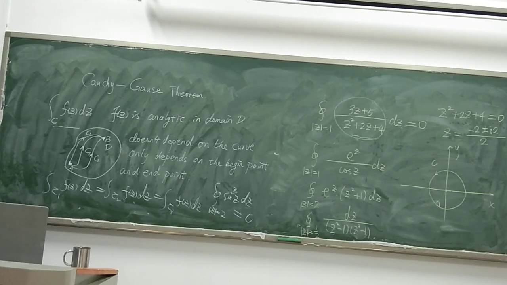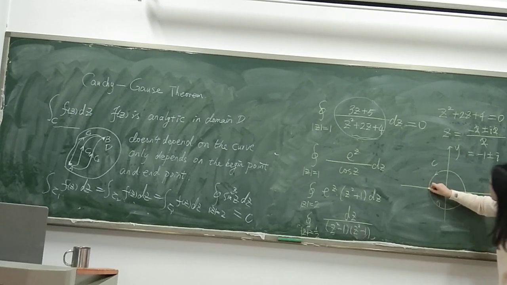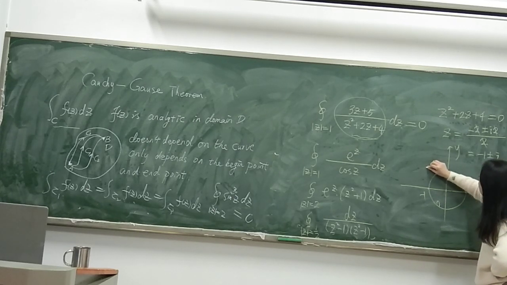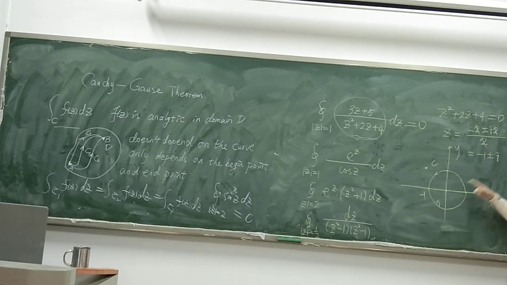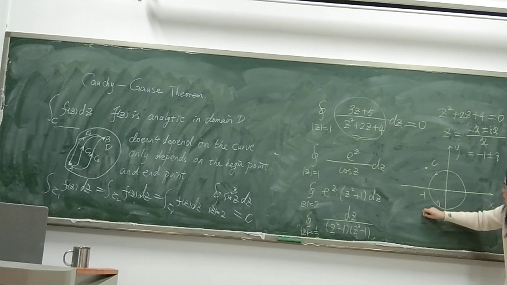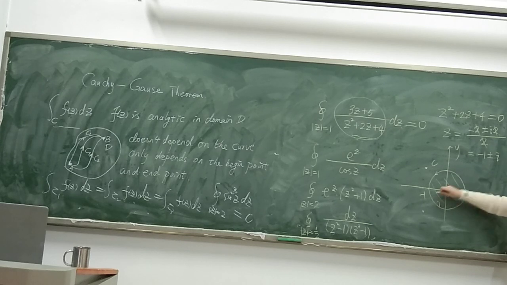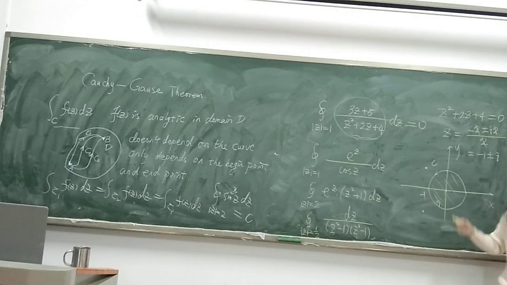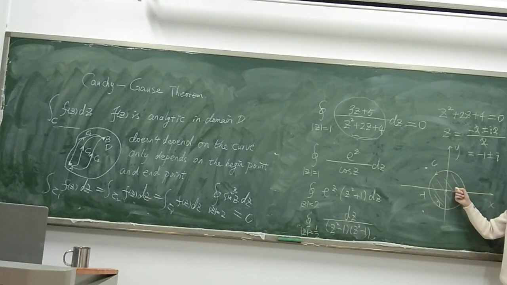This is what I have told you in the first class. So the last answer is minus 1 plus or minus i. So the first point, this is minus 1, this is 1. So the first point is here. The second point is minus 1 is here. So these 2 points are not inside. So this function is analytic on this C and inside.